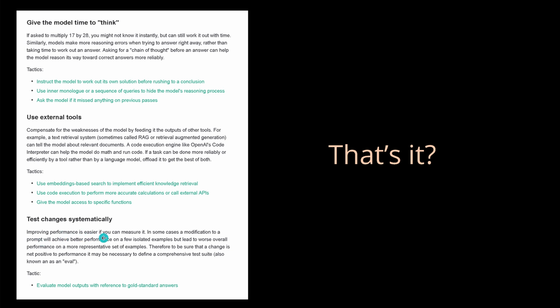Improving performance is easier if you can measure it. In some cases, a modification to a prompt will achieve better performance on a few isolated examples, but lead to worse overall performance on a more representative set of examples. Therefore, to be sure that a change is net positive, experiment with it. And you might say, hey, that's it?